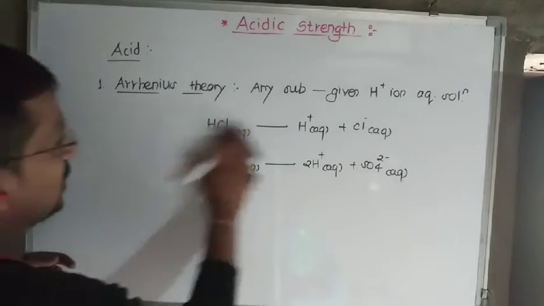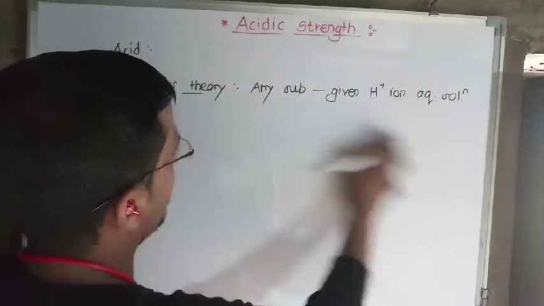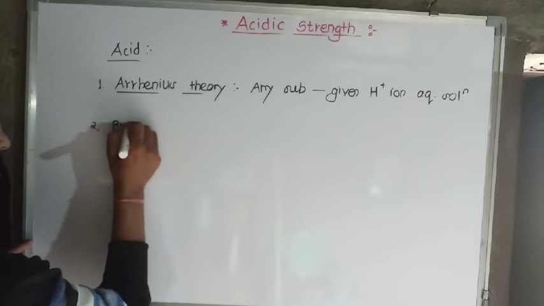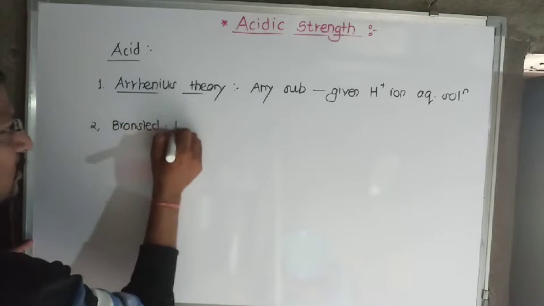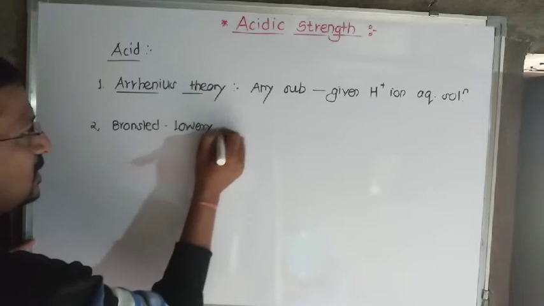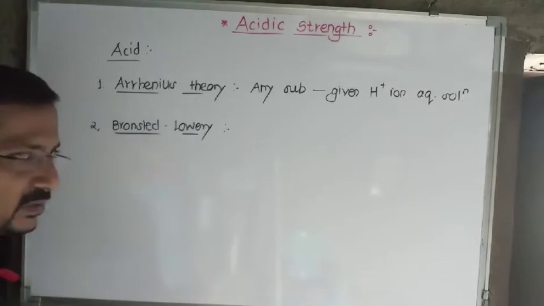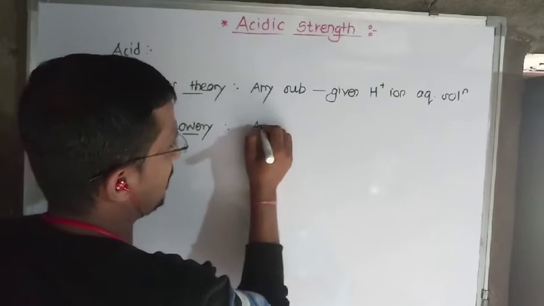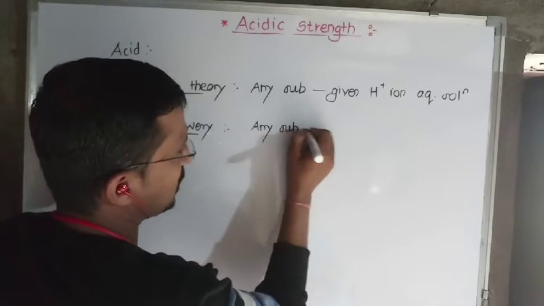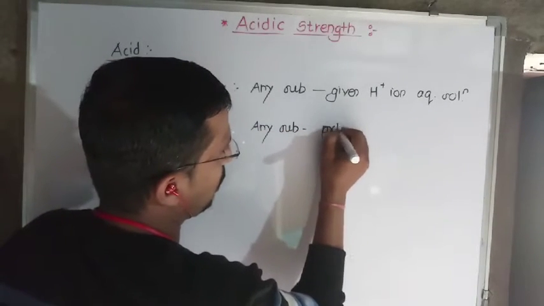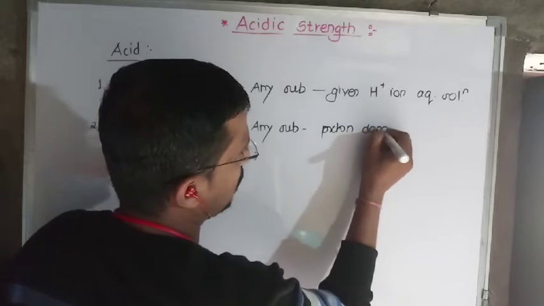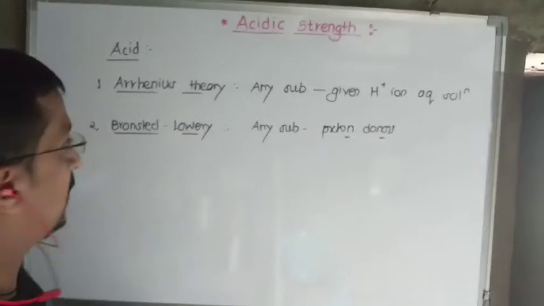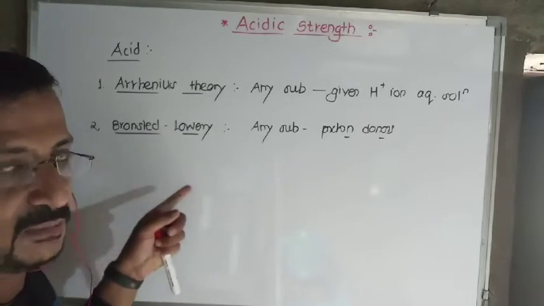Now the next definition is given by Bronsted-Lowry theory. As far as Bronsted-Lowry theory, or simply Bronsted theory, is concerned, an acid is any substance which is a proton donor. Proton donors, H plus donors, are called acids according to Bronsted-Lowry theory.